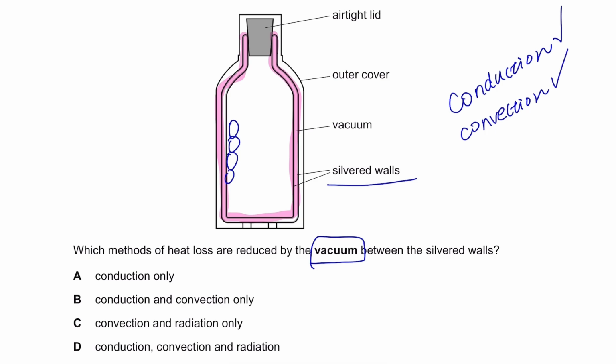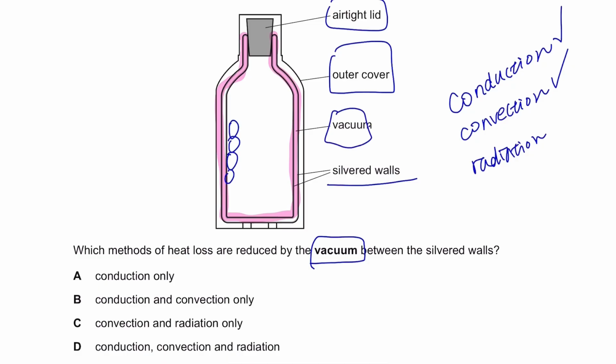But for radiation, this is prevented by the outer cover and probably the airtight lid as well. It's not the job of the vacuum to do that. For vacuum walls, always remember that it's only related to conduction and convection. So our answer is B.